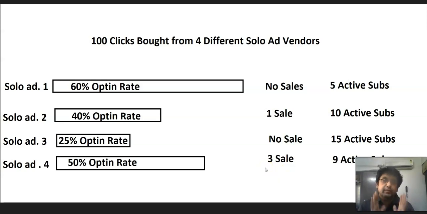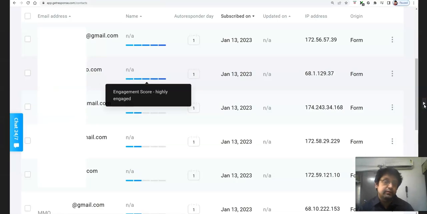So let me show you something which, trust me, no other affiliate marketer would have shared on YouTube, and this is really important in the long run, my friend. Now let's see another example. This is the first solo ad vendor who got you a 60% opt-in rate and no sales, and after a month you can check it out. If you are using GetResponse, you can check it with the contacts column, and you would see which vendors are giving you highly engaged subscribers. You can easily find out over here.